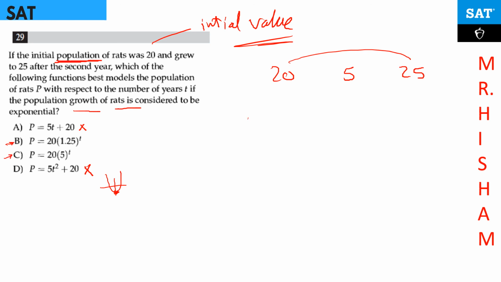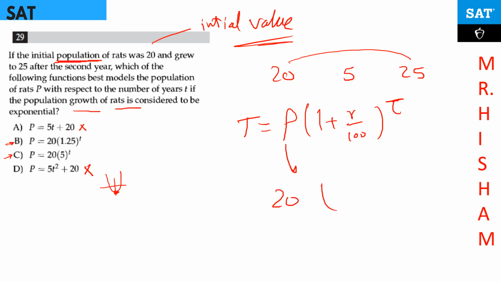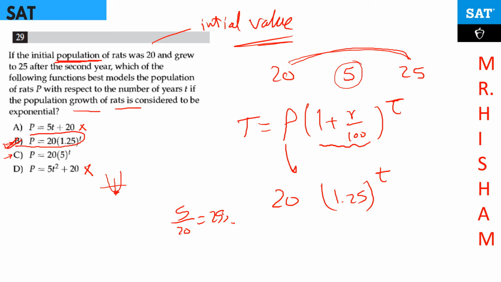We all remember that the total value is equal to the principal or initial value multiplied by 1 plus the rate over 100, to the power of t. So the initial value is 20 and the power is time. But what is the rate? From 20 to 25 I increased by 5, and 5 over 20 represents 25%. So it's 1.25. So the right answer is B.